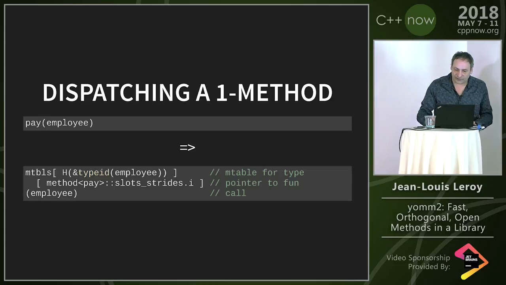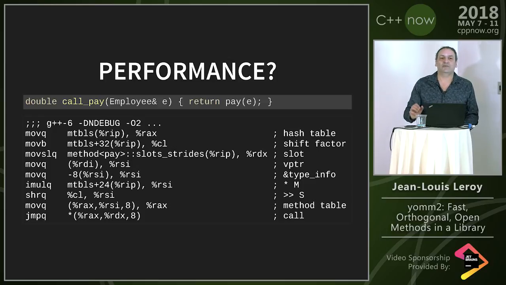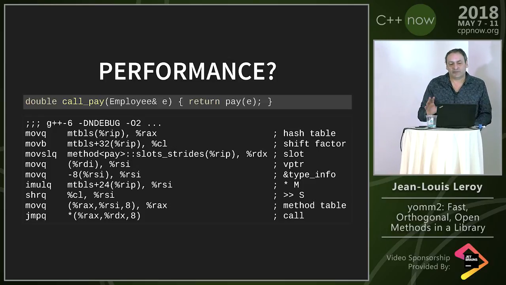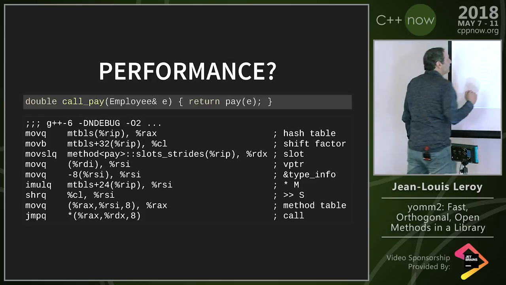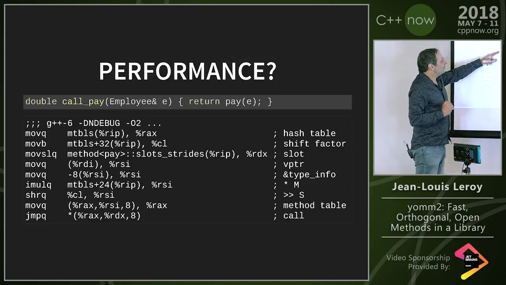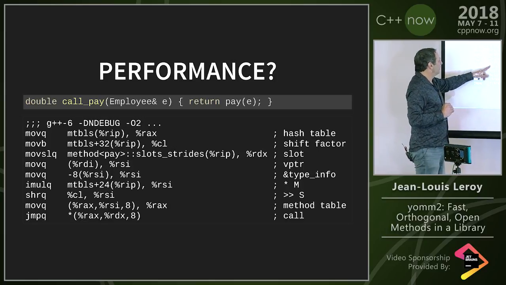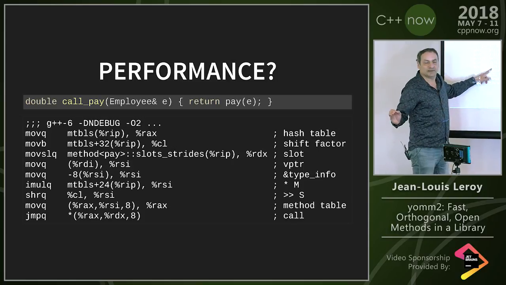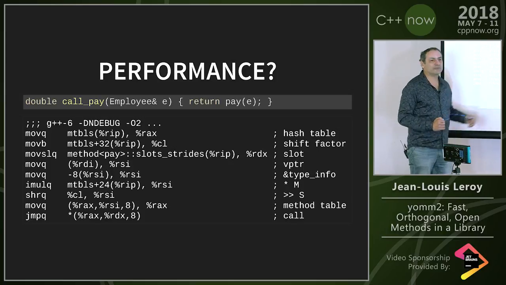And the code that is generated is very good with modern compilers. If you compile with NDEBUG and O2, even so, I'm not even sure that O2 would be necessary here. Here is the generated code. Fetch the address of the hash table, the shift factor, the slot, in this case one. This reads the VPTR and this reads the pointer to the type info. Multiply, shift, and here we're ready to index and find the pointer to the right function, okay?